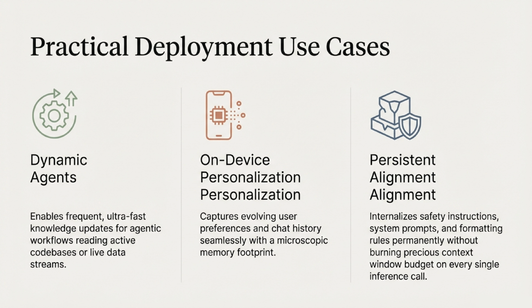So, what are the practical deployment use cases for this technology? First, dynamic agents. D2L enables frequent, ultra-fast knowledge updates for agentic workflows reading active codebases or live data streams. Second, on-device personalization. It can capture evolving user preferences and chat history seamlessly with a microscopic memory footprint. Finally, persistent alignment. Developers can internalize safety instructions, system prompts, and formatting rules permanently, without burning precious context window budget on every single inference call.